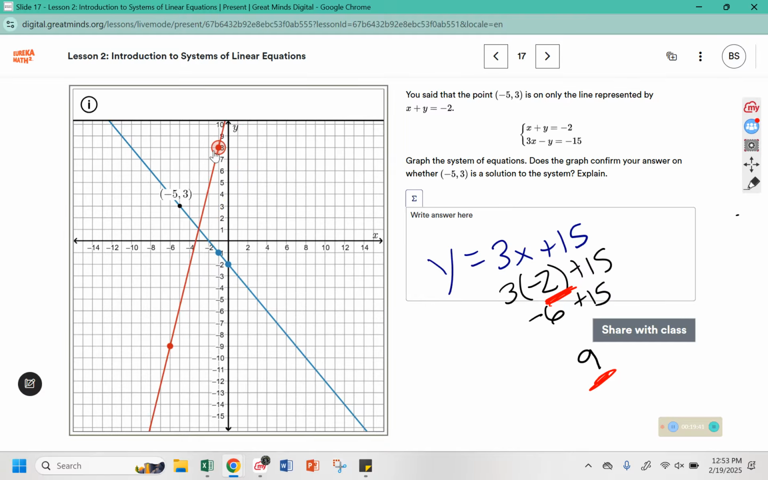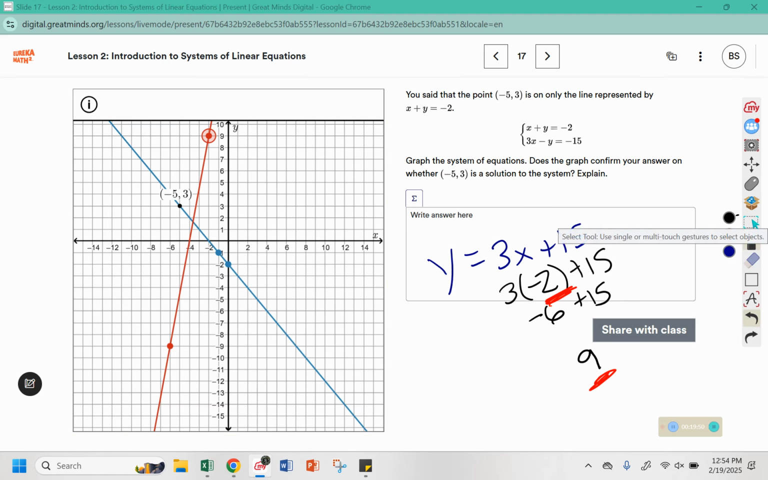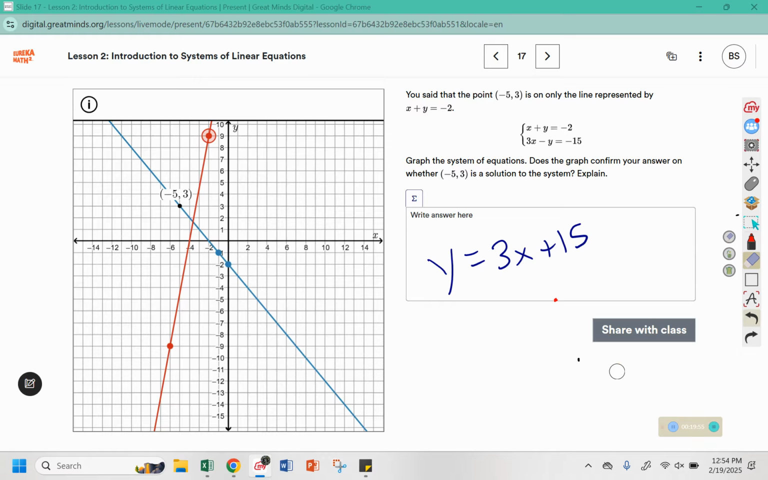Negative 2, positive 9. And then the slope is 3, which would be up 3 and over 1. And that really isn't super helpful either because I'm going to run off the page. Let's try another point. 3 times negative 4 is negative 12. If I add 15 to that, that gives me positive 3. So the coordinates would be negative 4, positive 3.